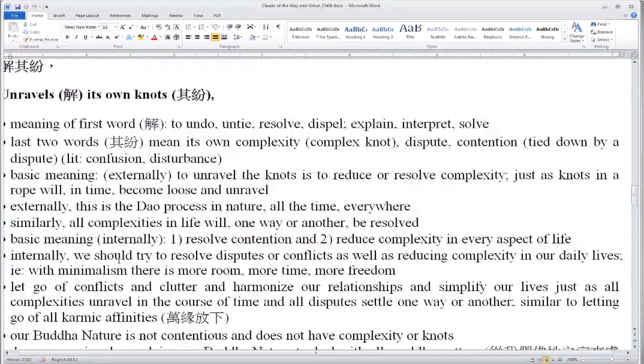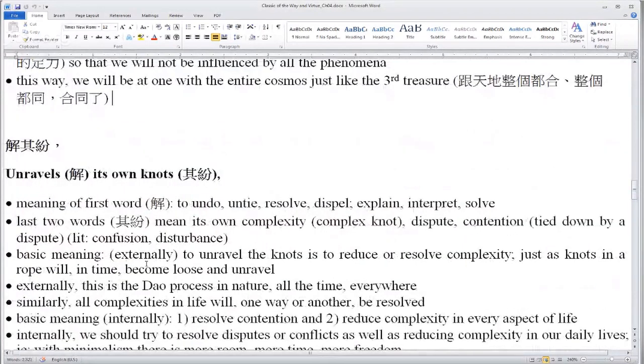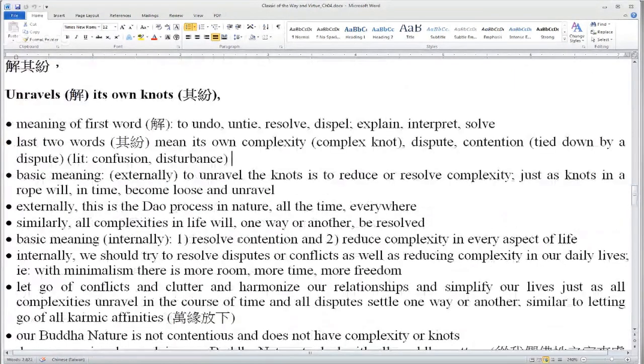接起分, I don't know if you can read this. It literally means unravels its own knots. 分 can mean complexity, dispute, contention, etc. The basic meaning is to unravel thoughts to reduce complexity, just like a knot that's very tightly bound in nature. Over time, it's going to wither away. It's going to loosen.